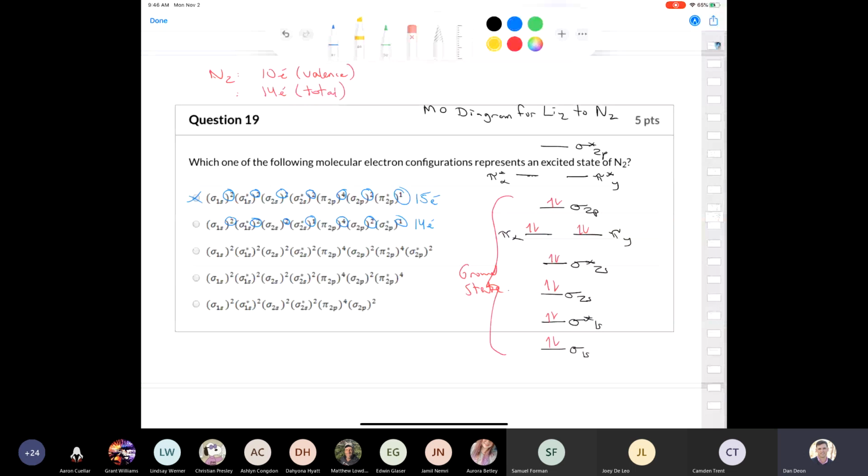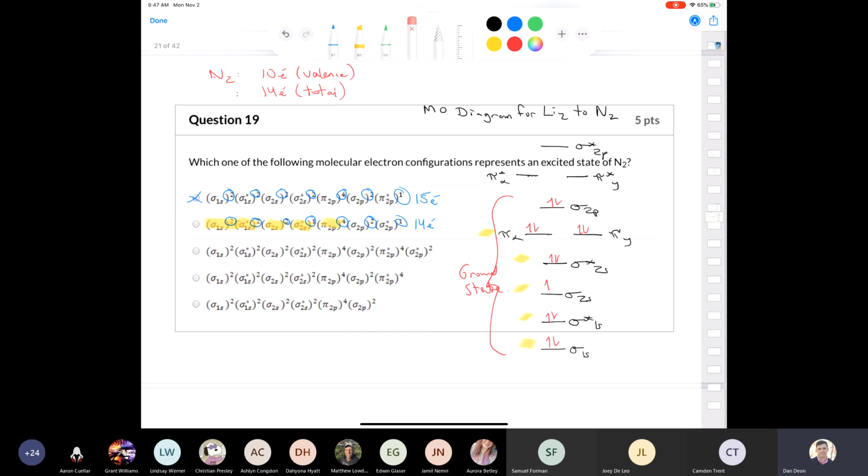We've got our 1s2. That's here. We've got our sigma star 1s2. We've got our sigma 2s2. We've got a sigma star 2s2. We've got a pi 2p4. That's all of these ones here. And then we've got, sorry, I misread. I meant this one here is a sigma star 2s1. So that means they took this electron out.